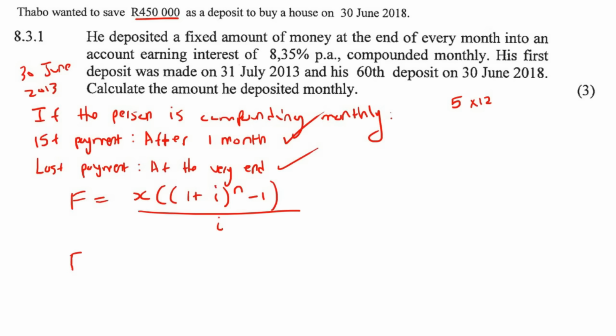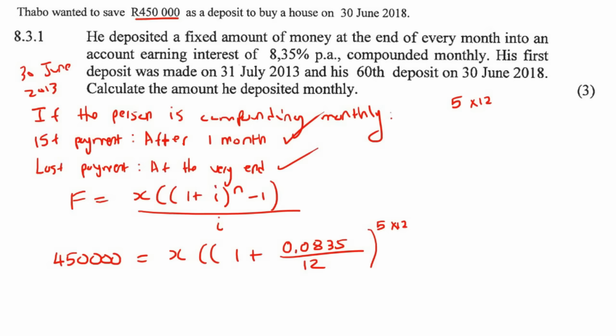Alright. Now everything's pretty standard. How much money did he want? He wanted 450,000 Rand, so that's the future value. We don't know how much he paid every month. That's what we're trying to calculate. The interest rate was 8.35%. So I like to divide it by 100 automatically. Then I divide that by 12 because they said compounded monthly. The number of payments is just 5 times 12. Well, we can be technical here and say 5 times 12, minus 1, over 0.0835 over 12. Everything's standard in this question. They did not try to trick us.